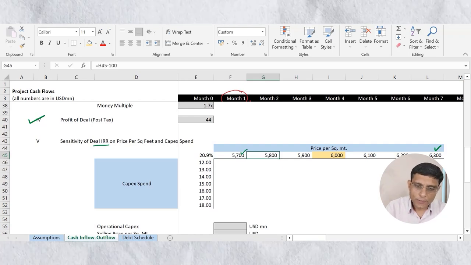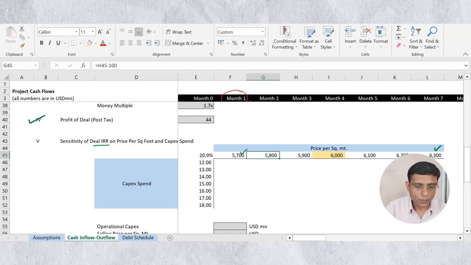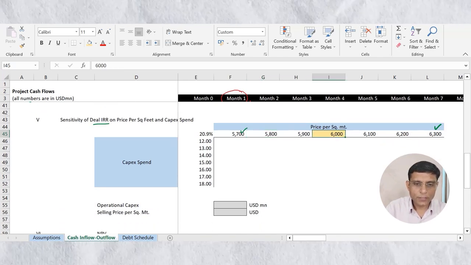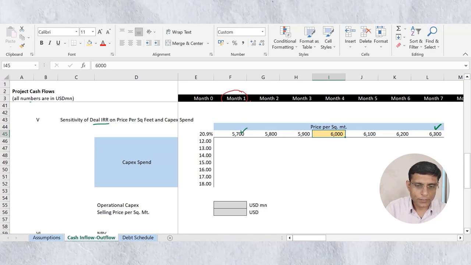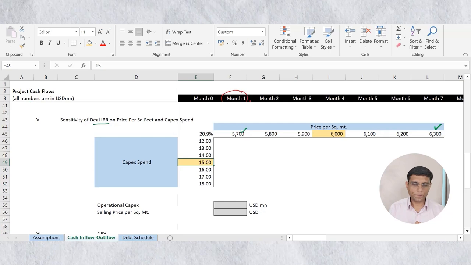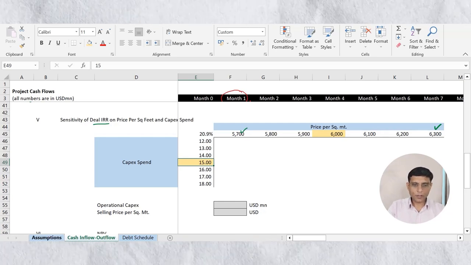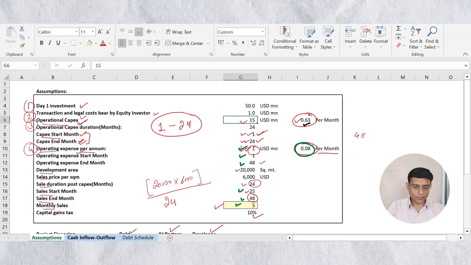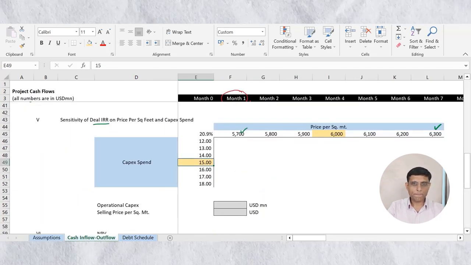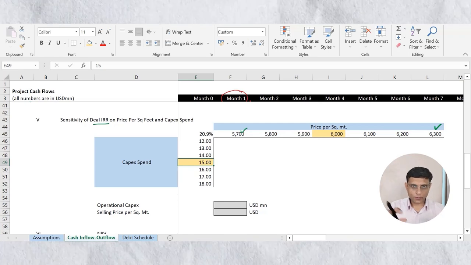Now guys, to run this sensitivity analysis, I first need to link my input drivers of the model on the same tab. Basically, the input drivers here are this 6,000 per square meter price, and the $15 million spend. These two input cells on which I want to run sensitivity should be on the same tab. Right now these two assumptions are in the assumption sheet, and my model is linked to them. I need to reroute these assumptions on my inflow outflow tab, where I have this sensitivity analysis.